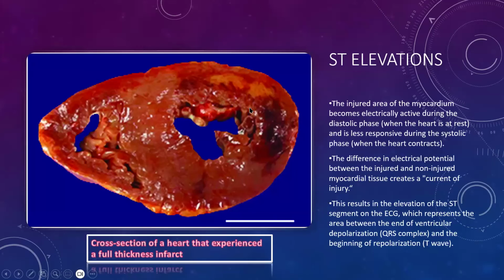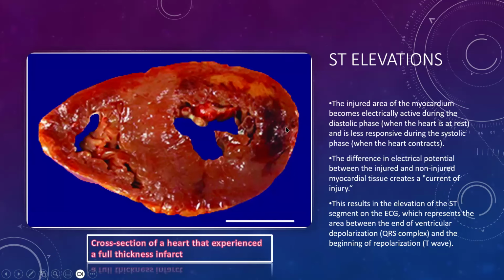Now, the last thing that I want to talk about is just ST elevations. The question is, why do we get ST elevations? This is just a cross-section of a heart. That's your right ventricle, that's your left ventricle. And you can see that this entire section has experienced an infarct, okay? So this is a lateral wall infarct, okay?